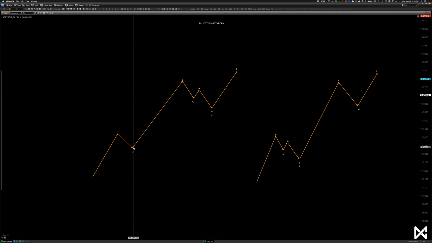They just happen on a wave 2 and a wave 4. Wave 2 and wave 4 are pullback waves, so that is typically when we might get a simple or a complex pullback. That's kind of it when it comes to simple waves and complex waves.